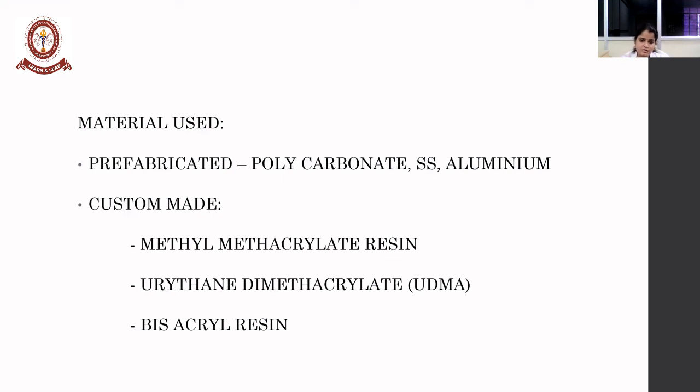Then you make the provisional restoration by placing it over the diagnostic cast, and then you remove it, trim it, adjust the border, do the polishing, and check for the fit. Adjust it in the patient's mouth and cement it with the help of either eugenol or non-eugenol zinc oxide cement. This is how provisional restorations are made, and the materials used are prefabricated and custom made. These are the materials. Thank you.